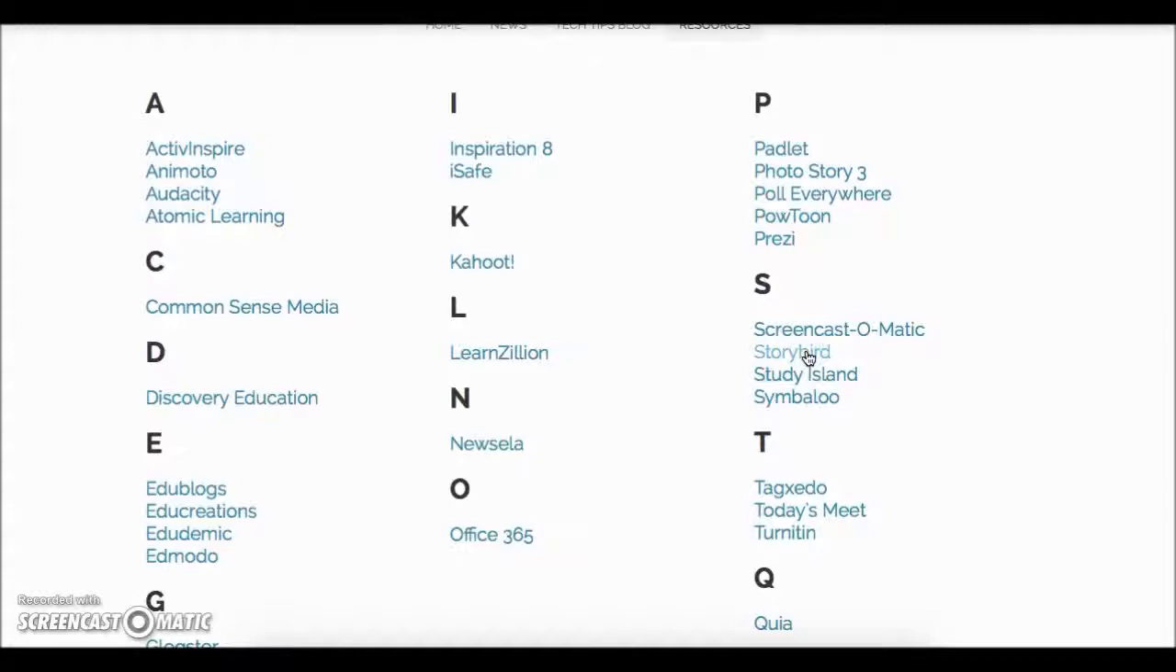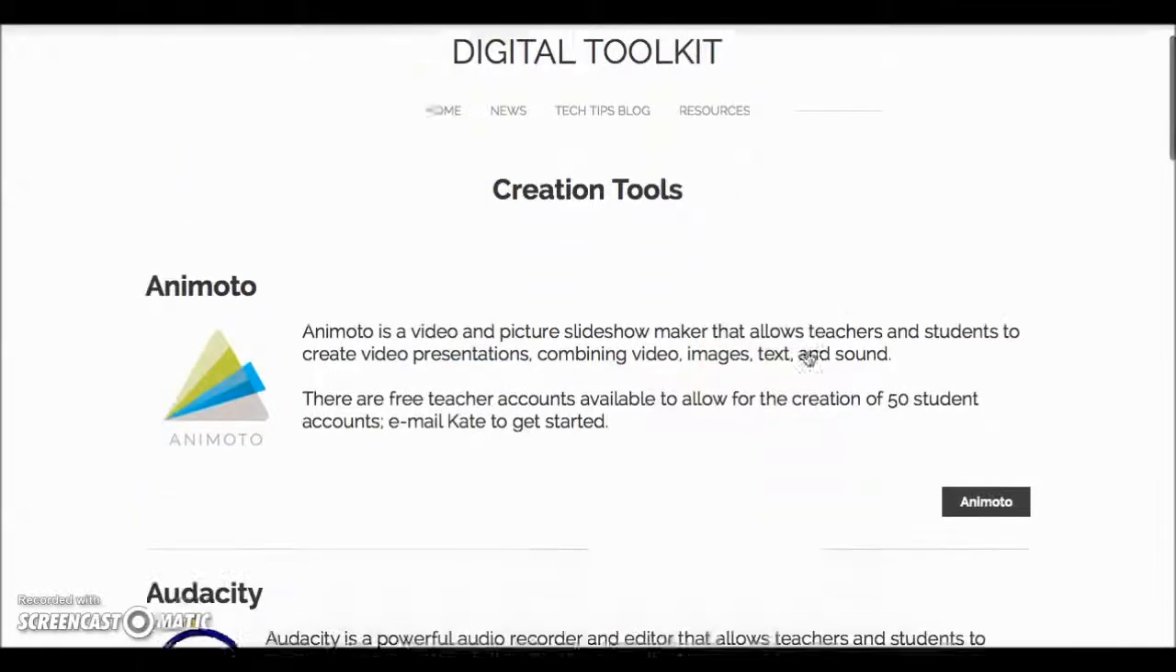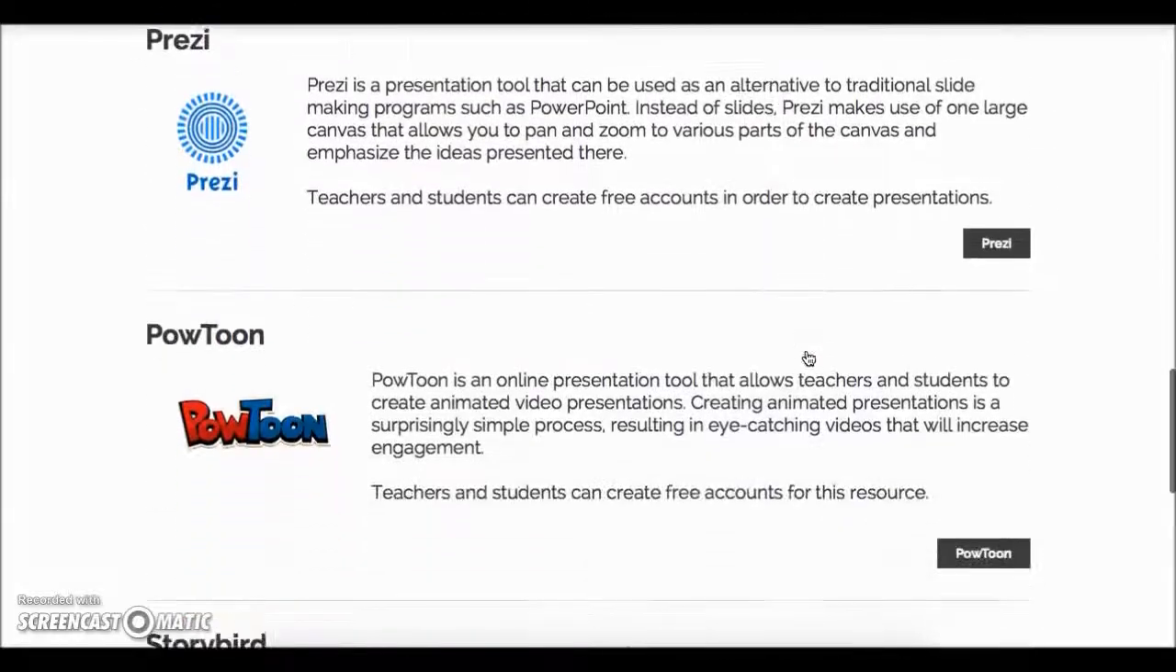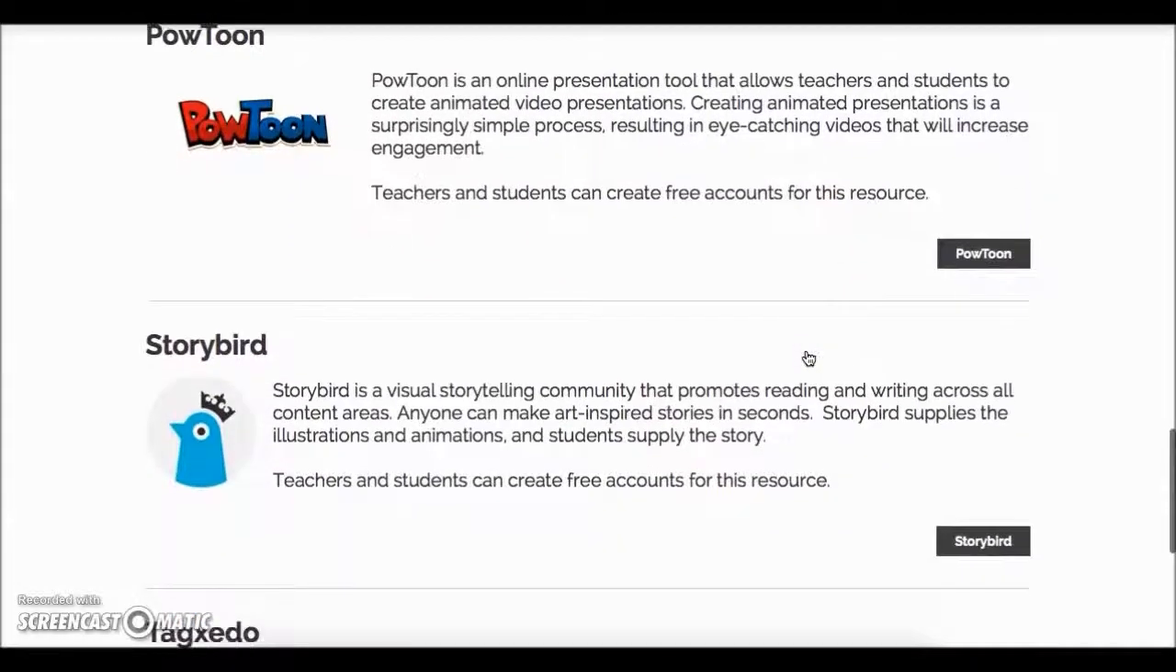Storybird is a really fun tool for students to use in class. And again, it's something else that they can use to demonstrate their understanding. So Storybird is a visual storytelling resource that allows students to take stories, poems, speeches, any text that they've written, and they can combine it with existing animation and existing illustrations in order to create a visual story.